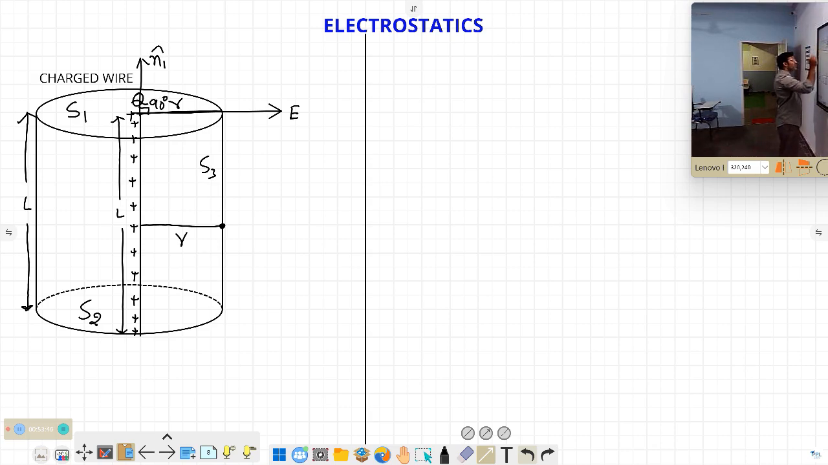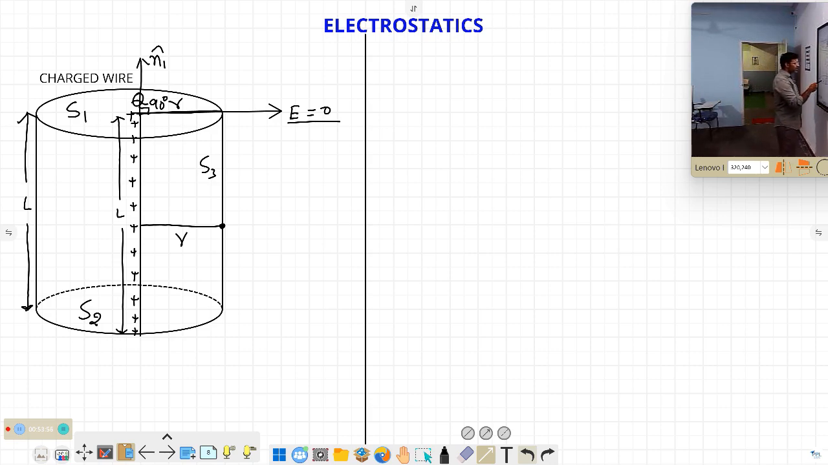Perpendicular means what is the flux enclosed in that? That is equal to 0. So in this case, electric field lines are passing across this surface, meaning the flux across S1 is equal to 0.